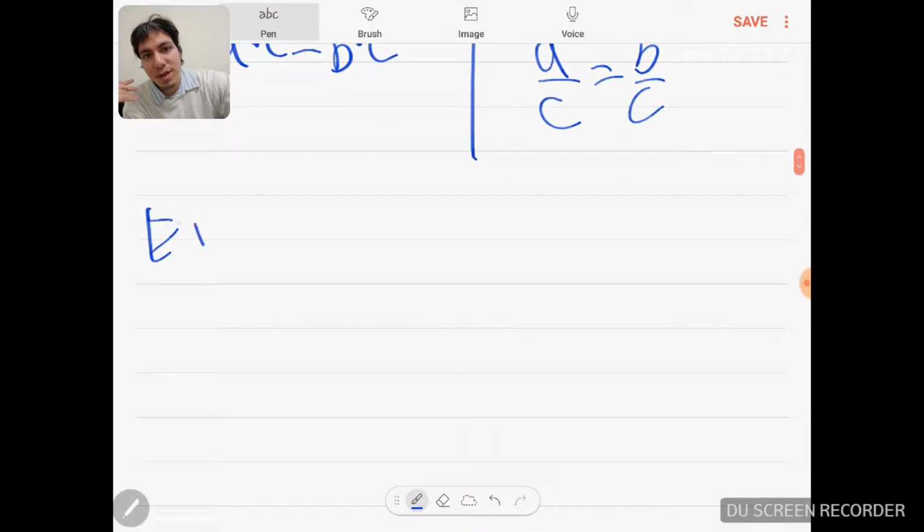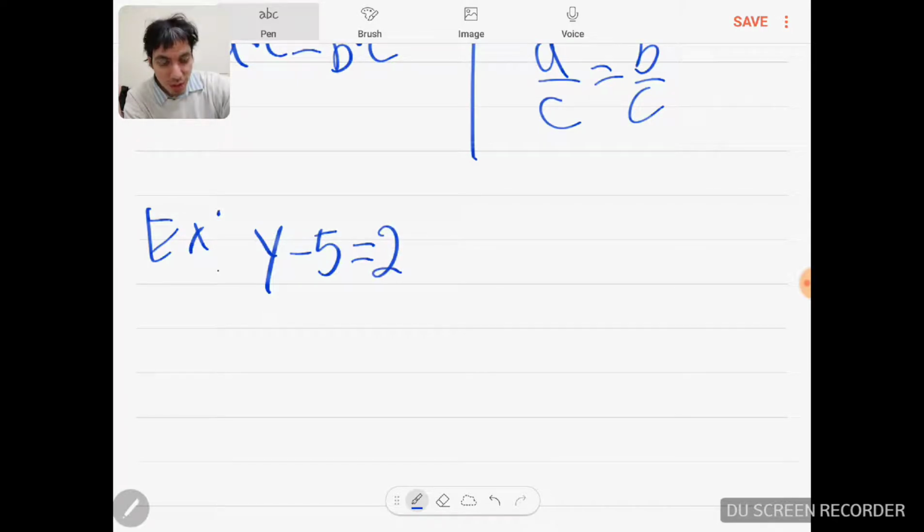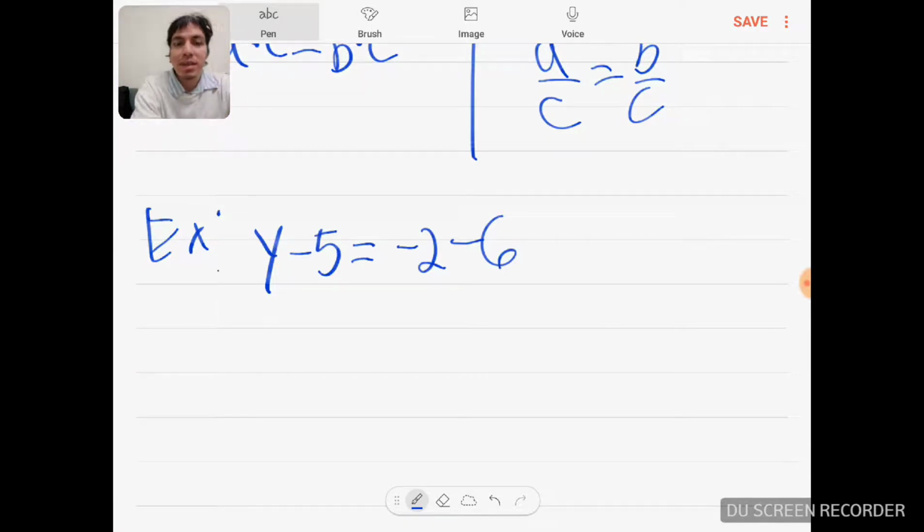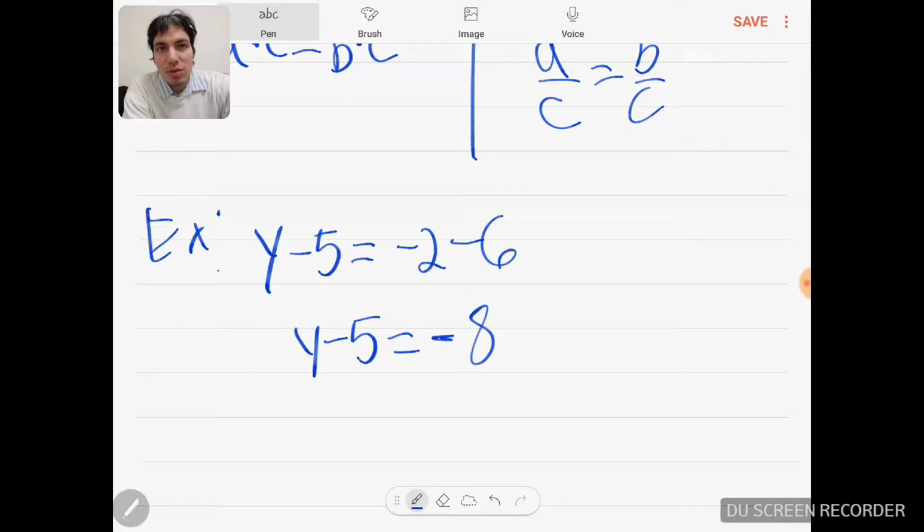So let's start off with a nice basic example: y minus 5 equals negative 2 minus 6. The first step is you want to combine like terms if possible. In this case, I see numbers on the right side that can combine. So I have y minus 5 equals negative 2 minus 6. I owe $2 and I owe $6 more. I owe $8.